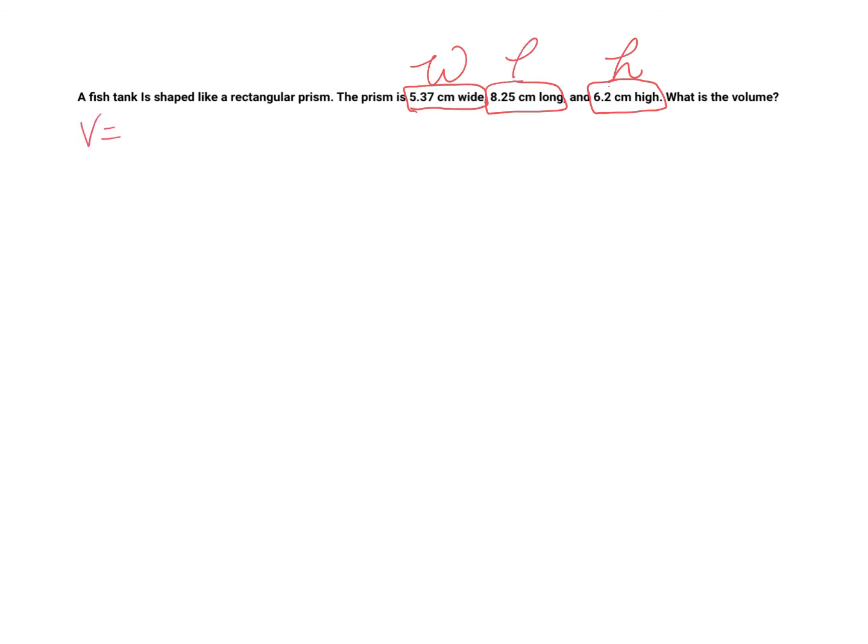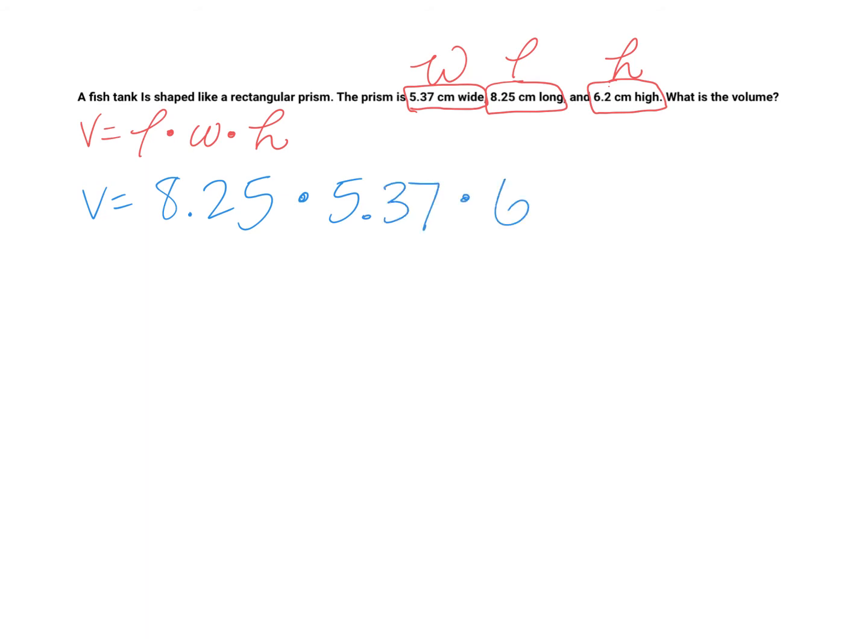So I'm going to take my V equals L for length times width times height. And now let's go ahead and substitute in those numbers. V equals 8.25 times width, which was 5.37, times 6.2. These are all measured in centimeters, and we're finding the volume. That's why I have my V equals each time here.